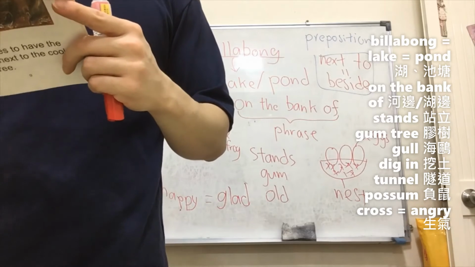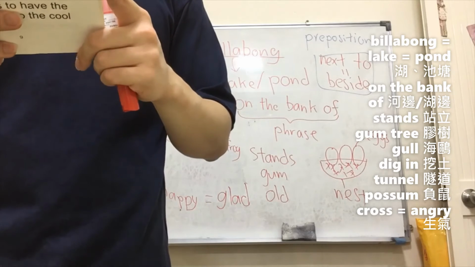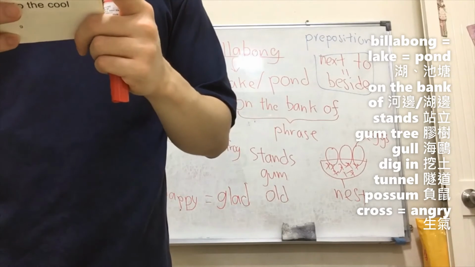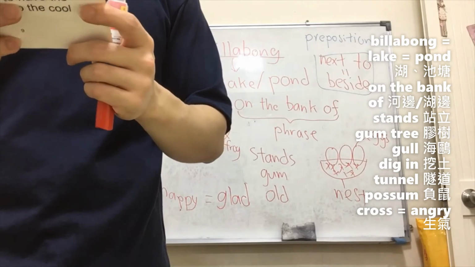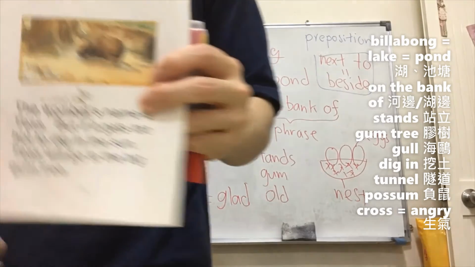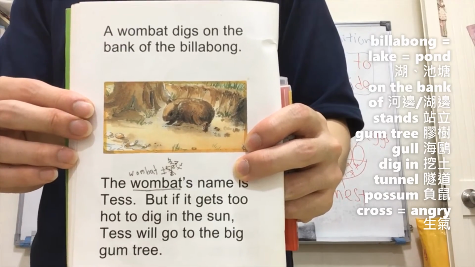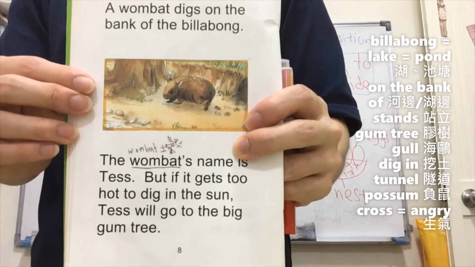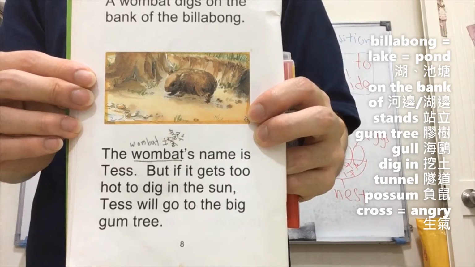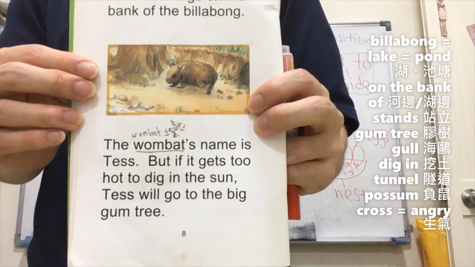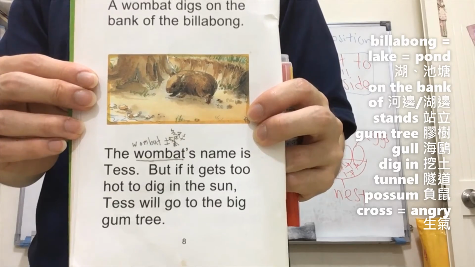A wombat digs on the bank of the Billabong. The wombat's name is Tess. But if it gets too hot to dig in the sun, Tess will go to the big gum tree. Okay? So a wombat digs on the bank of the Billabong. The wombat's name is Tess. But if it gets too hot to dig in the sun, Tess will go to the big gum tree.